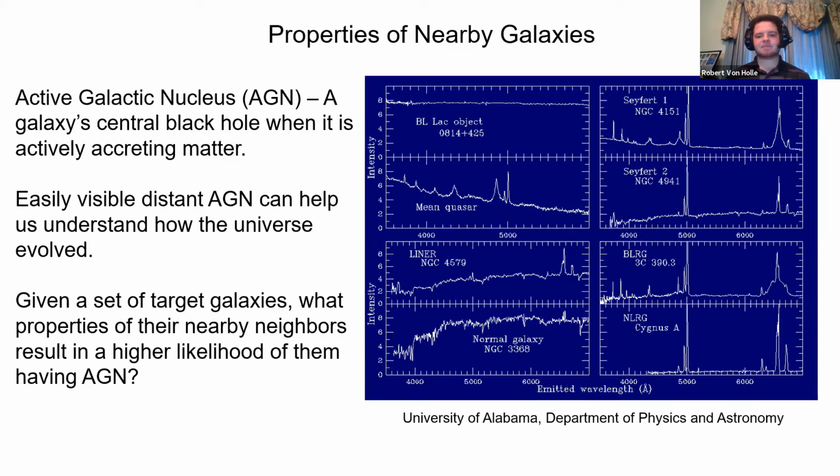Because of this difference in brightness, distant AGN are easier to see than distant normal galaxies, so they can provide us some helpful hints in figuring out how the universe has evolved over its lifetime. This summer, I sought to answer the question, given a set of target galaxies, what properties of those targets' nearby neighboring galaxies result in a higher likelihood of those targets having AGN?